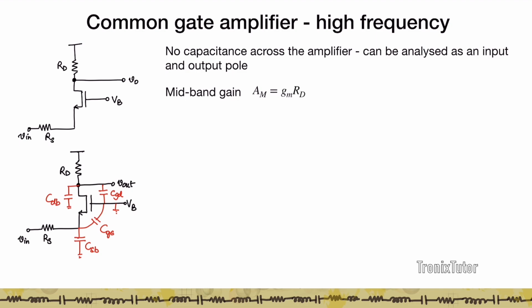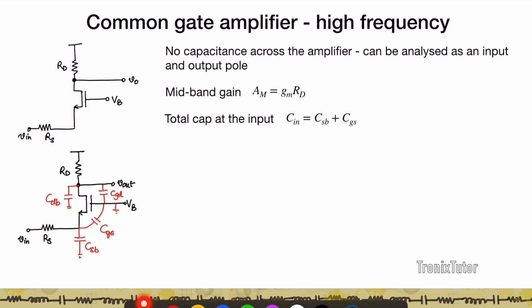So we can analyze the circuit simply as an input pole and an output pole. Now again, if lambda is equal to 0, my midband gain is GmRD, positive. And if I look at the total capacitance at the input, it is given by CSB plus CGS. The total capacitance at the output is given by CGD plus CDB.